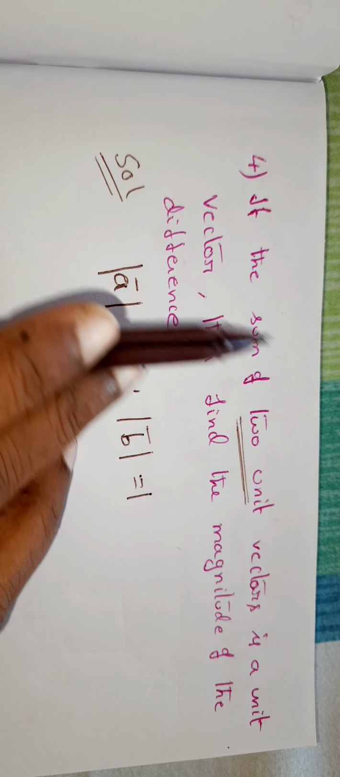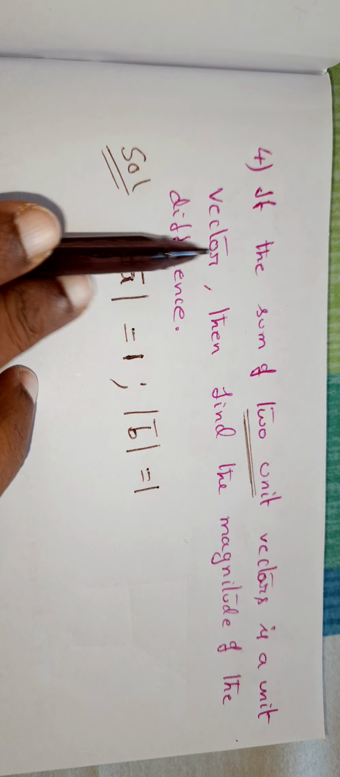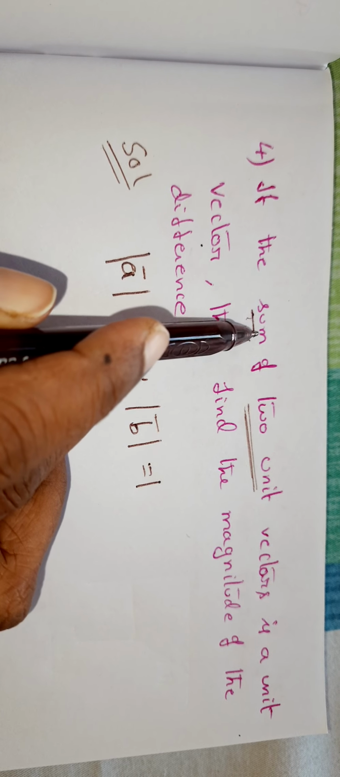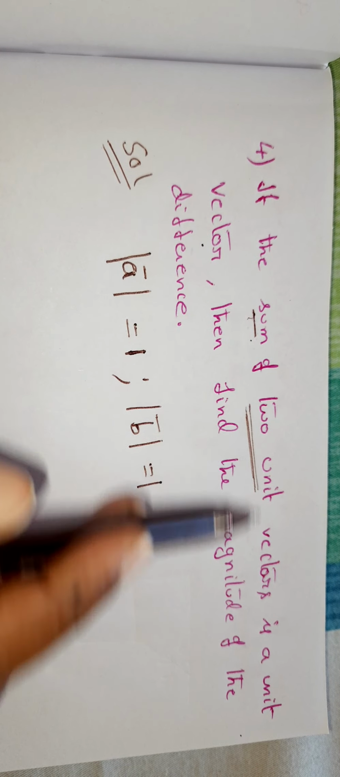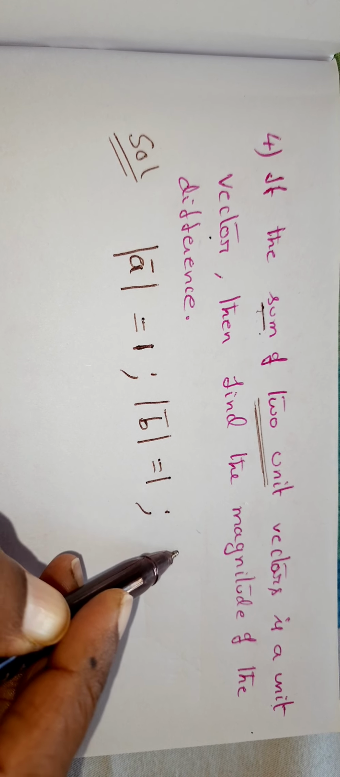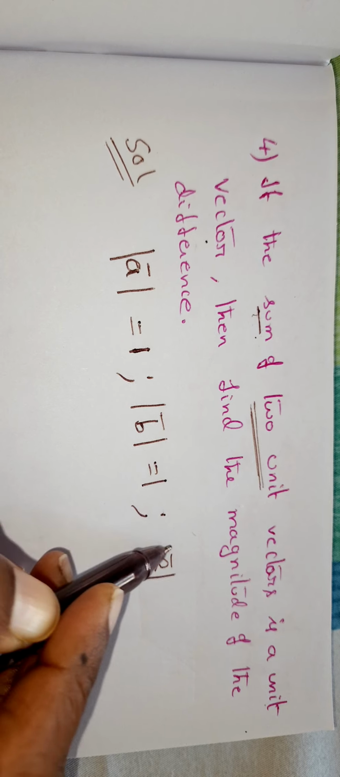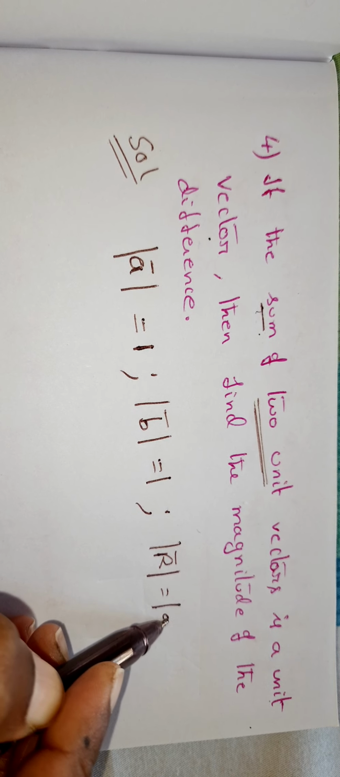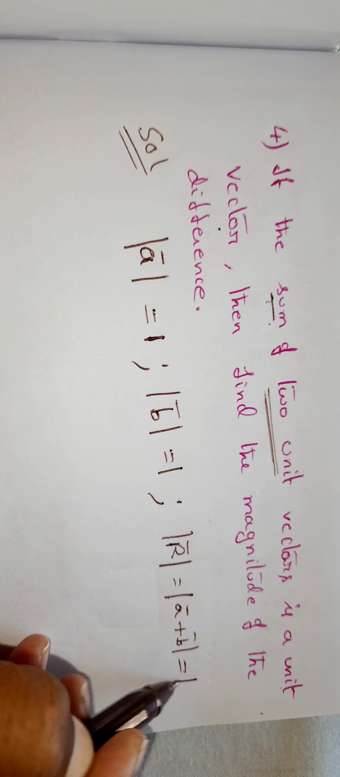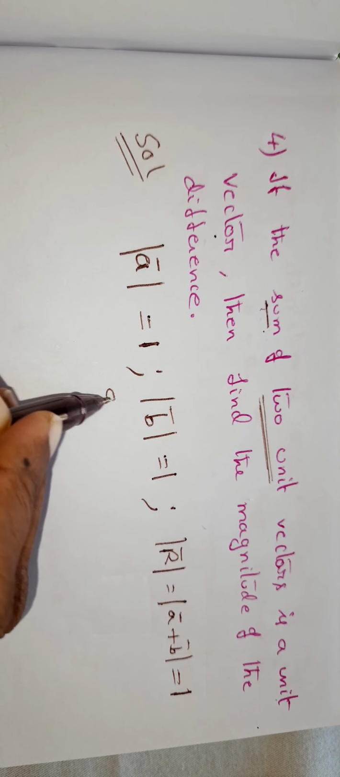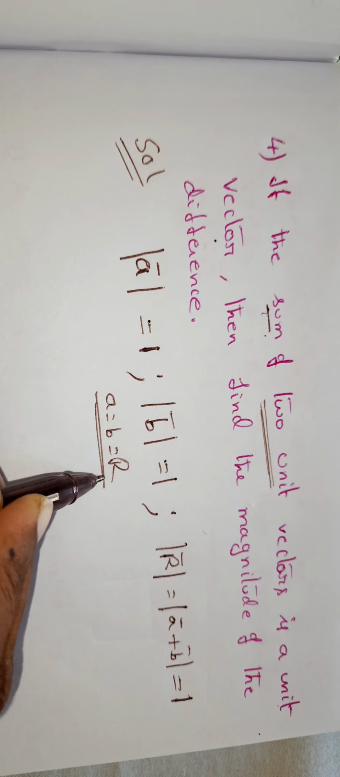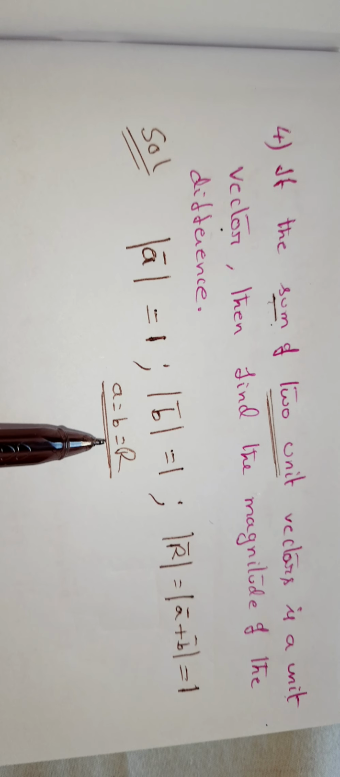And if the sum is also a unit vector, sum in the sense resultant, sum of the two vectors is having a magnitude of again 1. That means if we suppose the resultant to be r bar, then mod of r bar is mod of a bar plus b bar, which is also equal to 1. So it is something like a is equal to b is equal to r. Right. Can you recollect where we got this one?